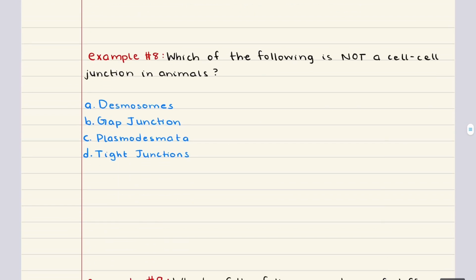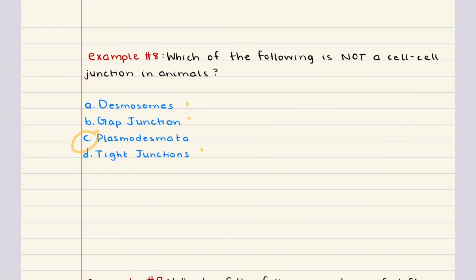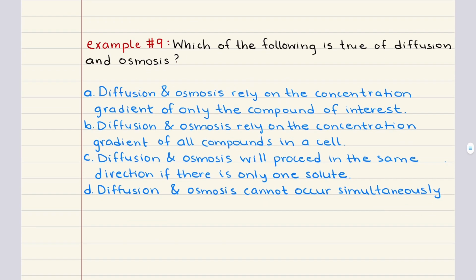Problem 8 says, which of the following is not a cell-to-cell junction in animals? This is a very straightforward question, and the correct answer is C, plasmodesmata. These are plant cell-to-cell junctions that allow cytoplasmic exchange between neighboring plant cells through their cell walls. All the other 3 options are cell-to-cell junctions found in animals. So 8 is C. Let's move on to problem 9.